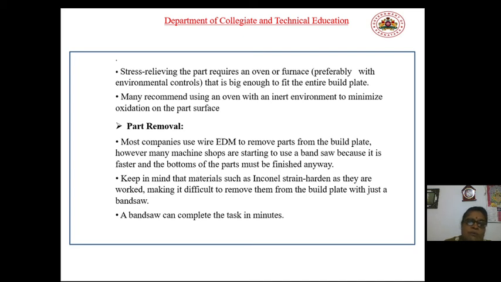Usually we go for a bandsaw because it has the ability to remove the parts at a faster rate, and it doesn't cause any damage to the finished product. Keep in mind that materials such as Inconel strain harden as they are worked, making it difficult to remove them from the build plates with just a bandsaw. So removing certain materials is very difficult using a bandsaw. A bandsaw can complete the task in minutes otherwise.